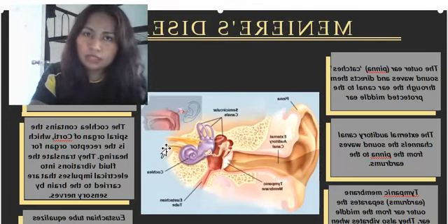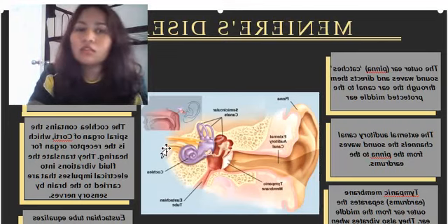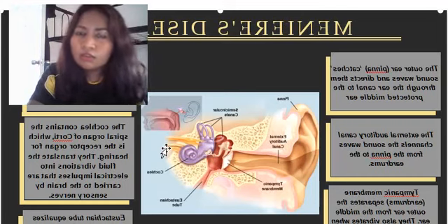I'm Samantha Simon, and today we will be talking about Meniere's disease. Before we go into the disease, this is the anatomy and also physiological function of the ear.